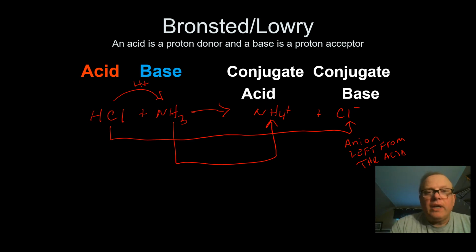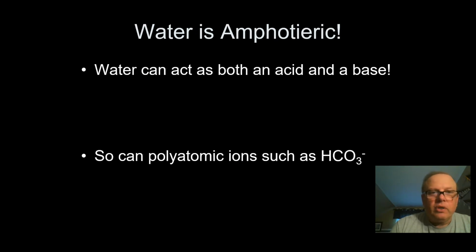So this is what acid-base theory looks like under Bronsted-Lowry. We have an acid, a base, a conjugate acid. That conjugate acid has always gained a proton, gained a hydrogen ion or gained a proton. And the conjugate base is the anion, which is what's left from the acid. Okay, let me show you perhaps a second example of this.